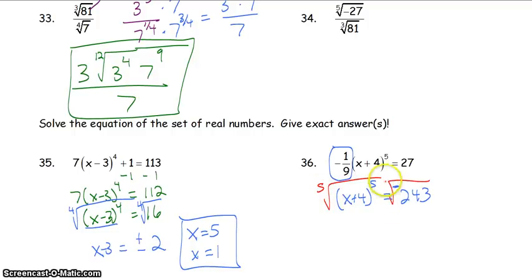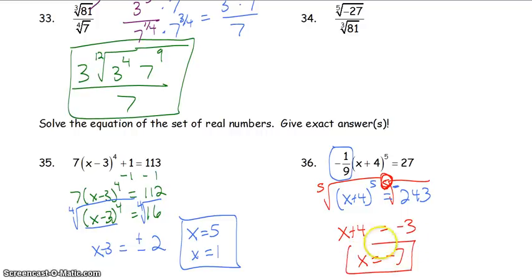And now notice how I have a negative, but I am doing an odd index, which is acceptable for negatives. You can multiply something 5 times and get a negative number. So my final answer then, I have x plus 4 equals, I believe this is negative 3. And remember, there's only one solution, not two, when you are taking a root with an odd index. So my final solution for this is x equals negative 7 only. Okay, so be careful about that.